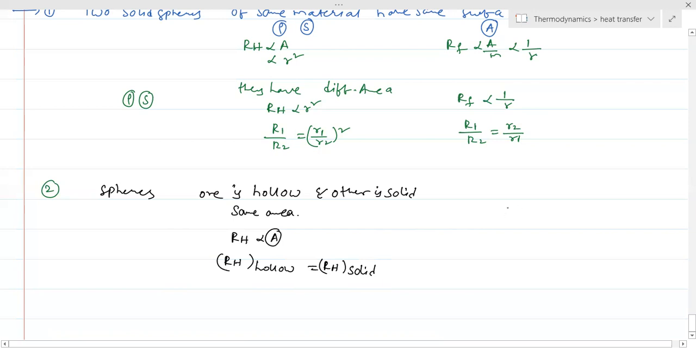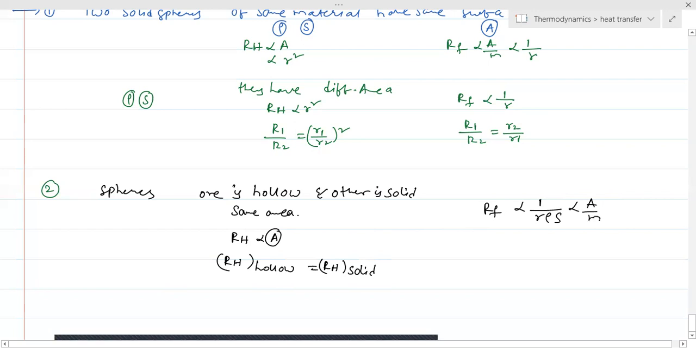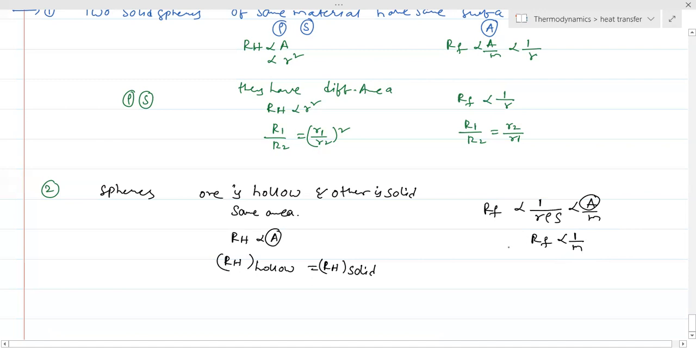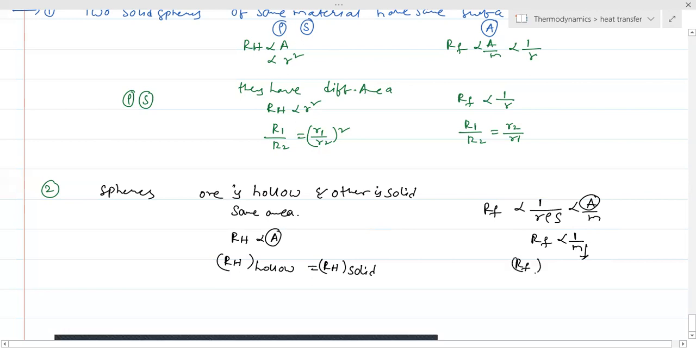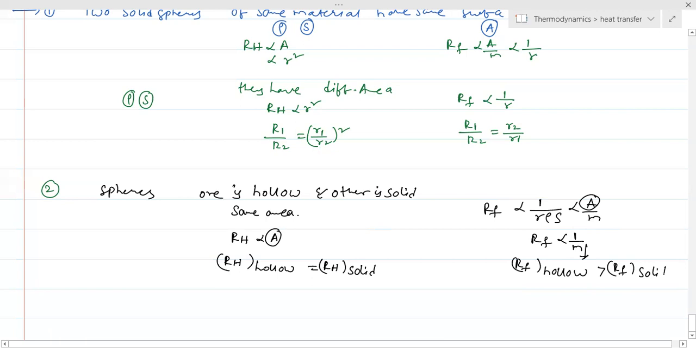Next, if we take the rate of fall of temperature, RF is proportional to 1 by r rho s, or we will take A by M. In the present case, the surface area is the same. Therefore, the rate of fall of temperature only depends upon mass. We know that for a hollow sphere, the mass is less. Therefore, the rate of fall of temperature for hollow is more than the rate of fall of temperature for solid. So we are taking this kind of approach.